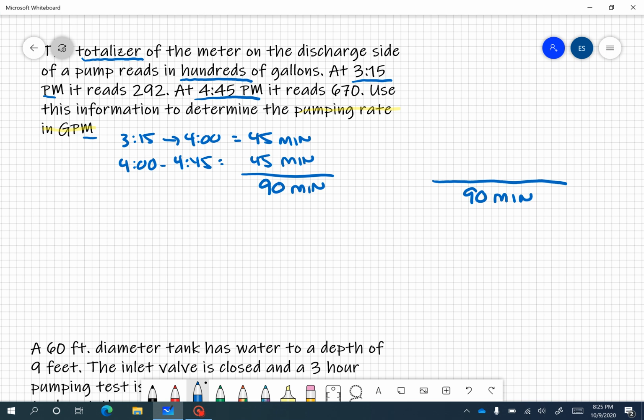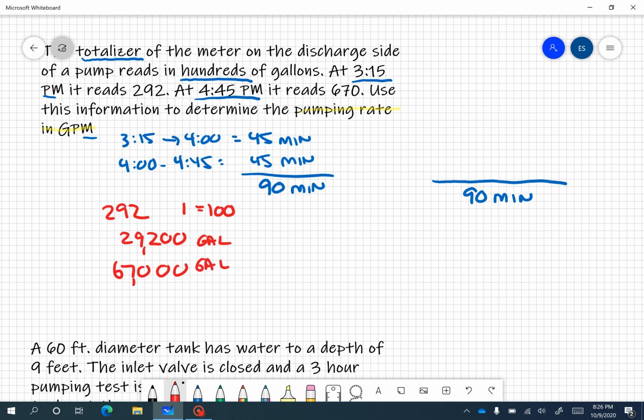So let's think about this one a little bit. If it says 292 in hundreds of gallons, think about it this way. If it said 1 in hundreds of gallons, that would equal 100 gallons. So basically we need to add a couple of zeros on the end of these totalized numbers. Our beginning amount would be 29,200 gallons to start. And to finish, 670, if we add a couple of zeros on the end, would be 67,000 gallons.